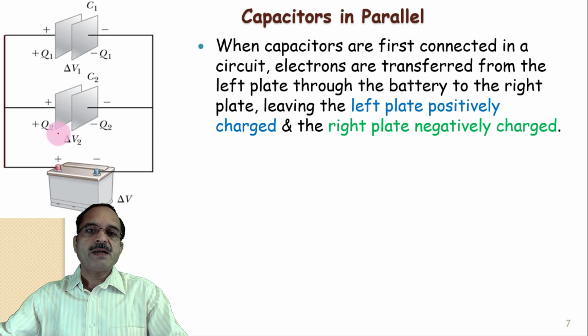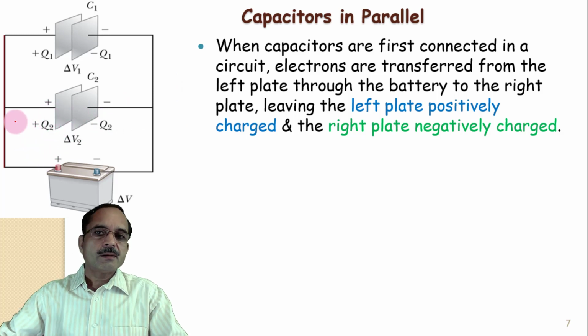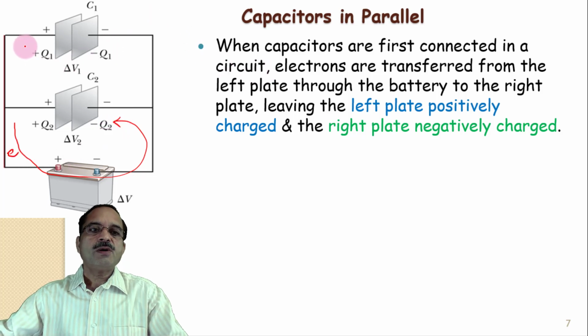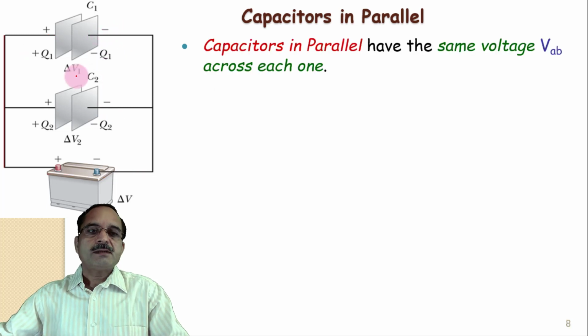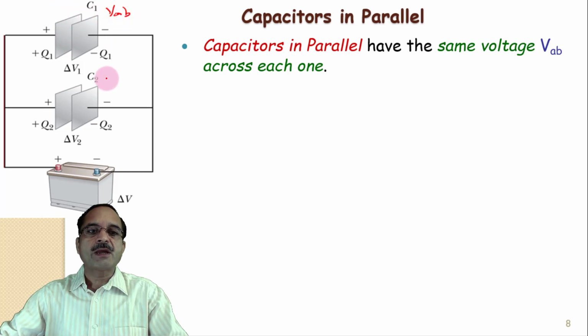When the capacitors are first connected in the circuit, the electrons are transferred from the left plate through this battery to the right plate. Same thing happens for this battery also, leaving the left plate positively charged and the right plate negatively charged. Since the capacitors are connected in parallel, the voltage across both the capacitors, VAB, remains the same for both the capacitors.